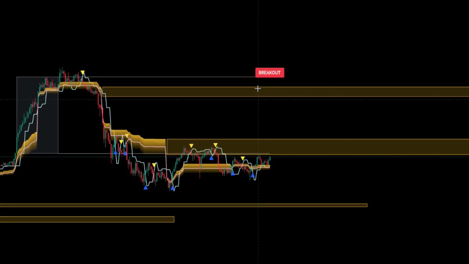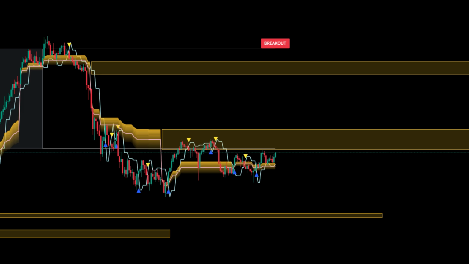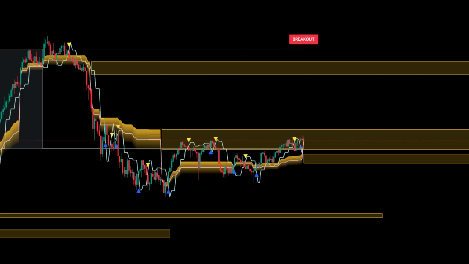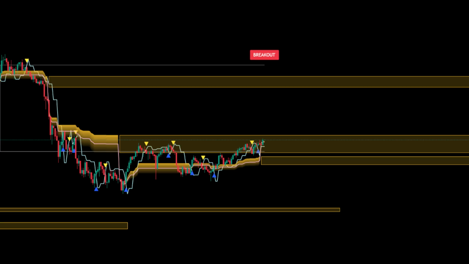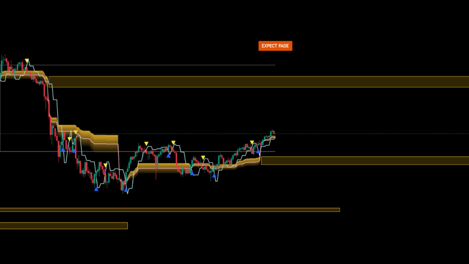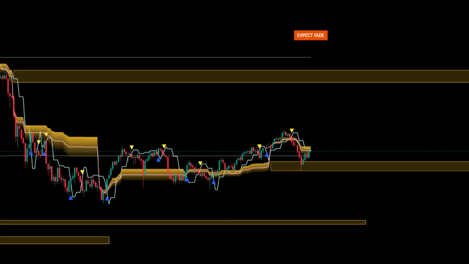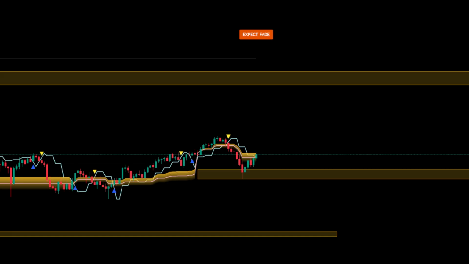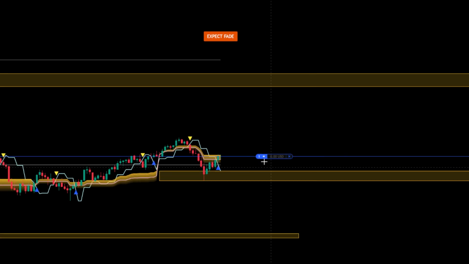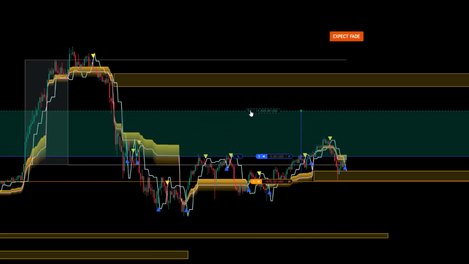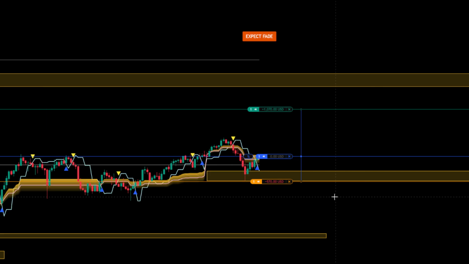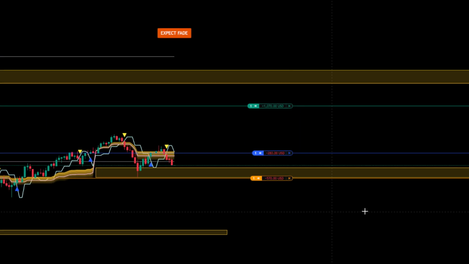We're not mad. This is saying breakout. If we break underneath this zone here, we'll go for the breakout. Okay, we're back on expect fade. So we need a, okay, we're rejecting this end cap here. We need a, there it is right there. Boom. Let's buy that. Stop loss here. Take profit would be somewhere in the middle, right about there. And let's just click the button.